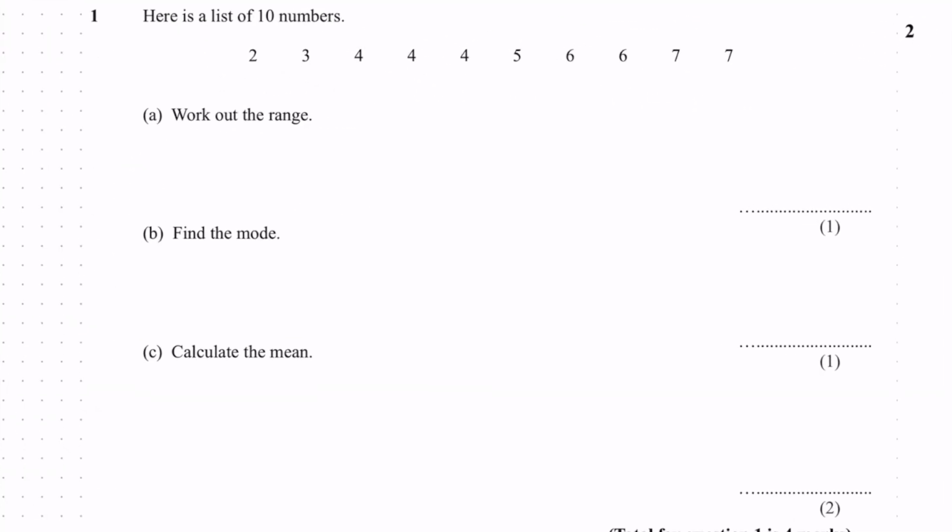So here is our first question. Now you can see along the top I've got a list of 10 numbers and I need to work out the range. The range is the difference between the largest and the smallest number in a set of data. So here, to get the range, I'm just going to do 7 minus 2 and that gives me 5. So the range is 5.